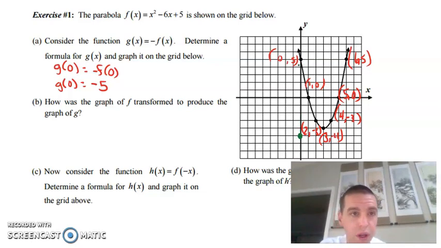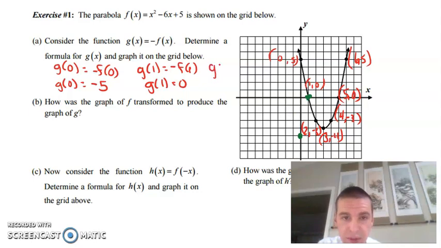And what about g of 1? g of 1 equals negative f of 1. Well, f of 1 was 0, so that doesn't change. So I can keep that point right there. It's still 0. But let's try g of 3. g of 3 equals negative f of 3. f of 3 was actually a positive 3. Just 3. And what you should see that happens is what kind of reflection?